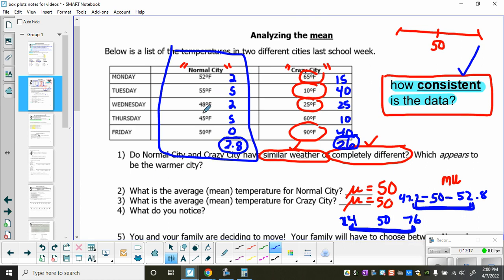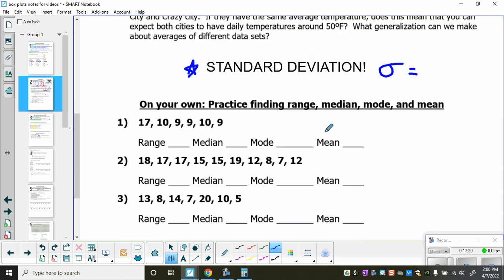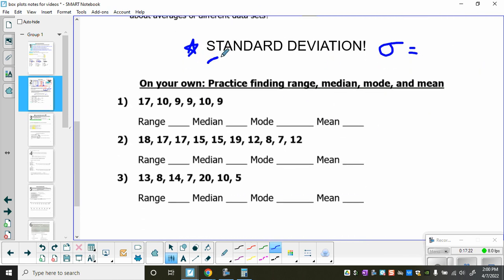Okay. All right. Now that I've introduced standard deviation for you all, and for the 8th grade teachers, you're going to practice on your own here, finding the range, the median, the mode, and the mean for each of these. And don't forget to put your answers into a Google form.